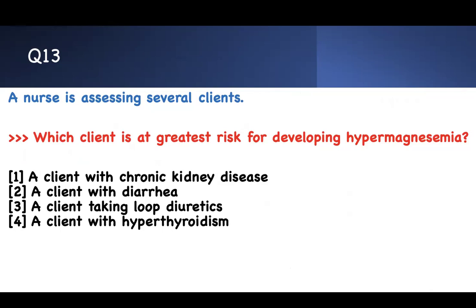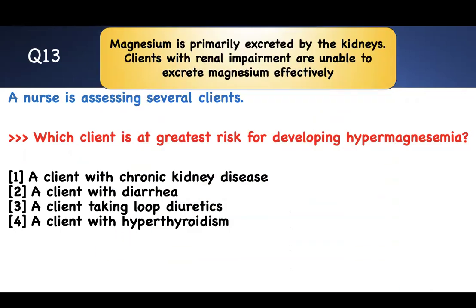Kidney is the only way to get rid of your magnesium. Therefore, if you have chronic kidney disease, your magnesium goes up. Number two, your magnesium goes low. Three go low. Four probably go low. But the only thing that will increase your magnesium is when your kidney doesn't work. So magnesium is primarily excreted by the kidney. Therefore, if you have impairment, you have a higher magnesium.